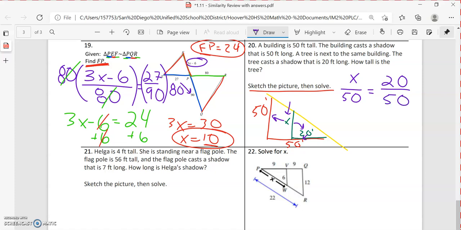Well, hopefully, if you're looking at this, you can see these two numbers are the same, which means these two numbers must be the same. So we don't even need to do any algebra. X equals 20. If you want to, you can divide or multiply both sides by 50. You would do 20, divide by 50, times 50, and you get 20 again.